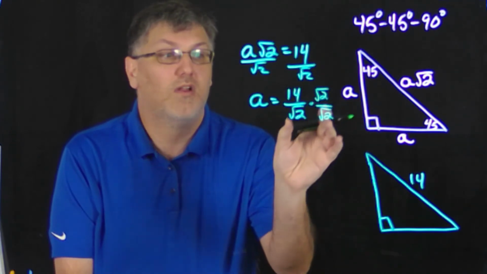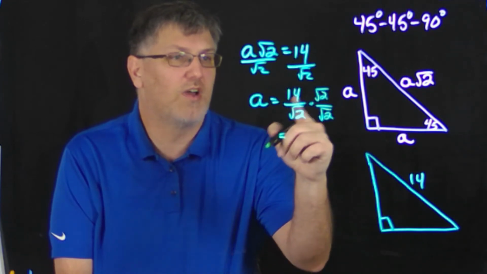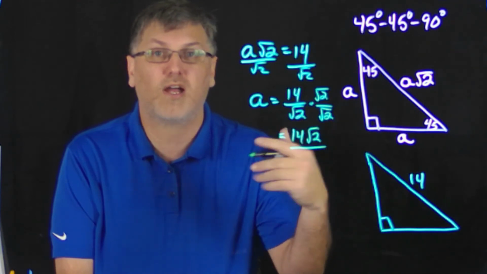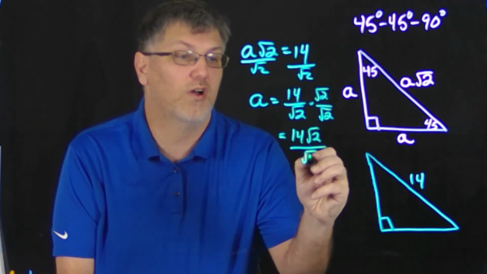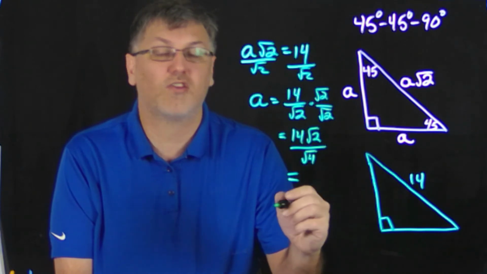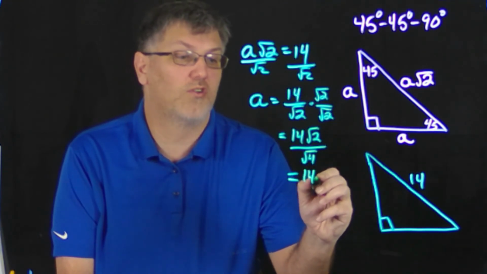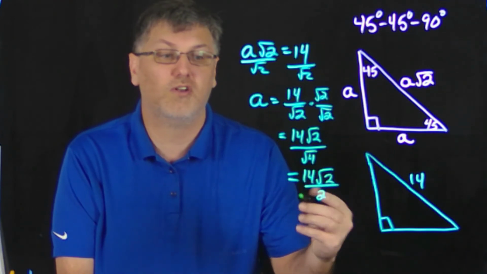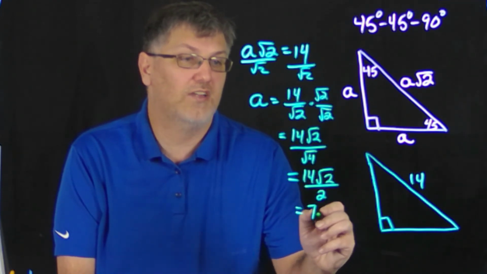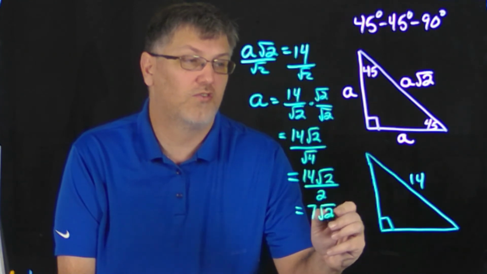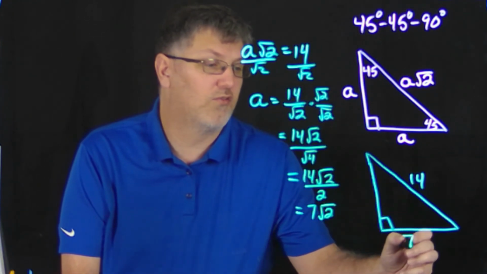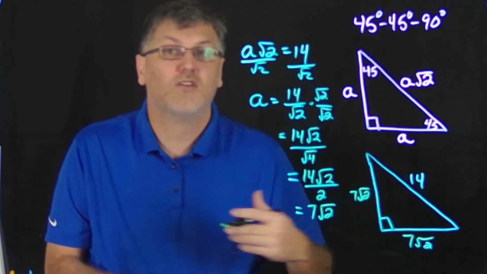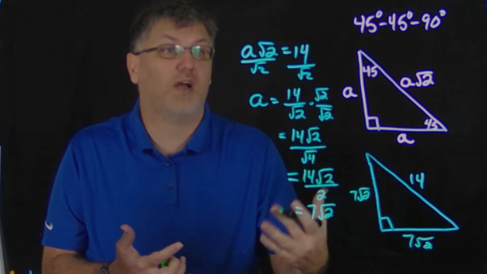When I do that, on the top, I just get 14 square root 2. On the bottom, because they're the same square root, I can multiply the numbers underneath, and I get the square root of 4. Well, the square root of 4 is nothing more than 2. This leaves 14 square root of 2 over 2. And of course, 14 over 2 reduces to 7. So A is actually 7 square root 2. So in this case, both of these sides are going to be 7 square root 2 and 7 square root 2. This is the hardest example I can give you where you have to rationalize the denominator.